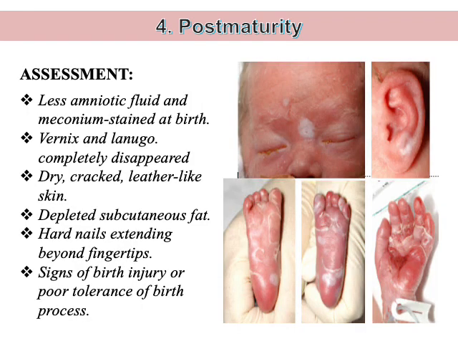Assessment findings include lesser amniotic fluid and meconium staining at birth. Vernix and lanugo have completely disappeared. Dry, cracked, leather-like skin. Depleted subcutaneous fat. Hard nails extending beyond fingertips. And signs of birth injury or poor tolerance of birth process. All these findings are associated with a poorly functioning placenta and possibly fetal distress. Also, the skin and nail characteristics on the photo are common among post-mature newborns.